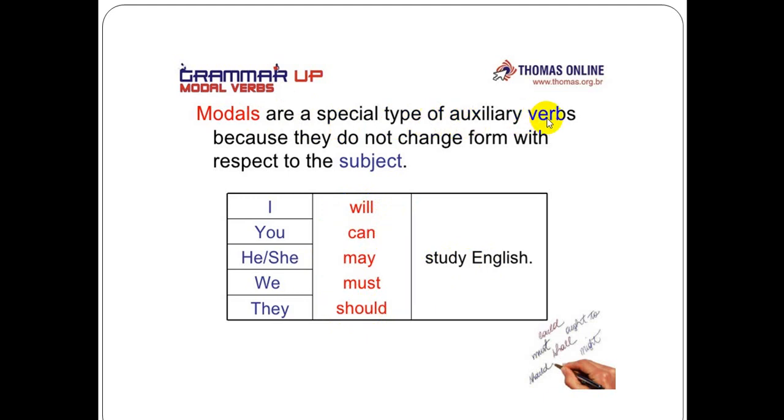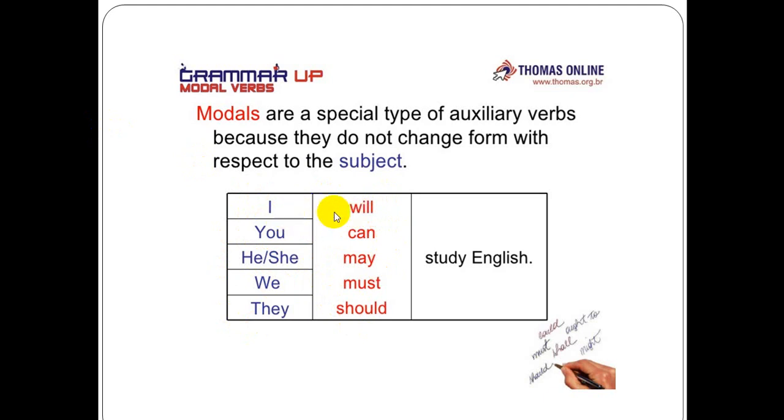Modal verbs are a special type of auxiliary verb because they don't change form with respect to the subject. Why are they considered a special type of helping verb? Because we don't change anything in these modal verbs according to subject-verb agreement; with all pronouns it's the same.